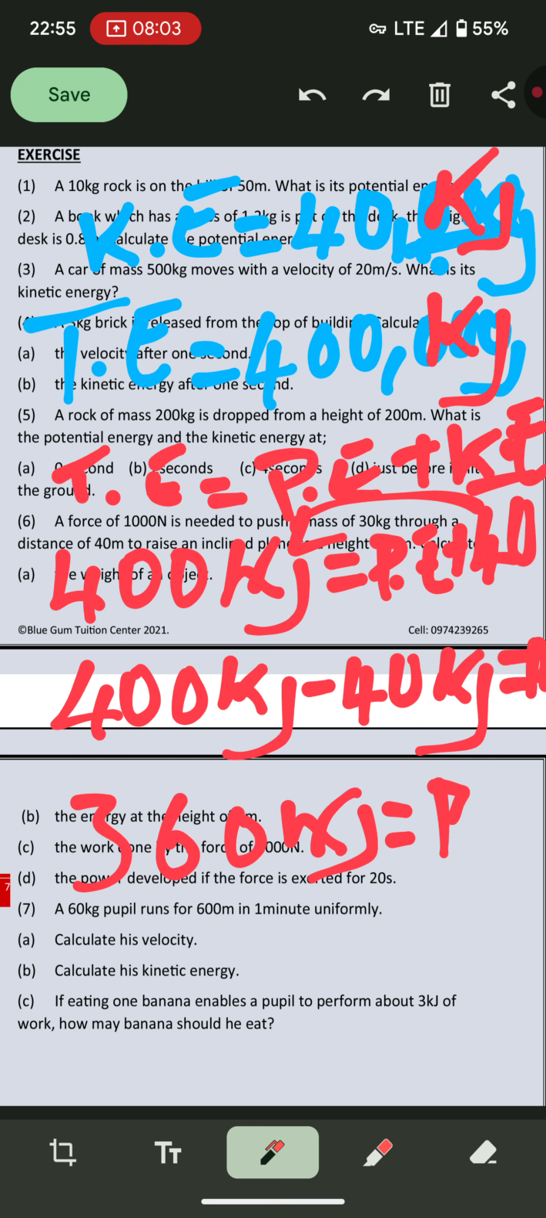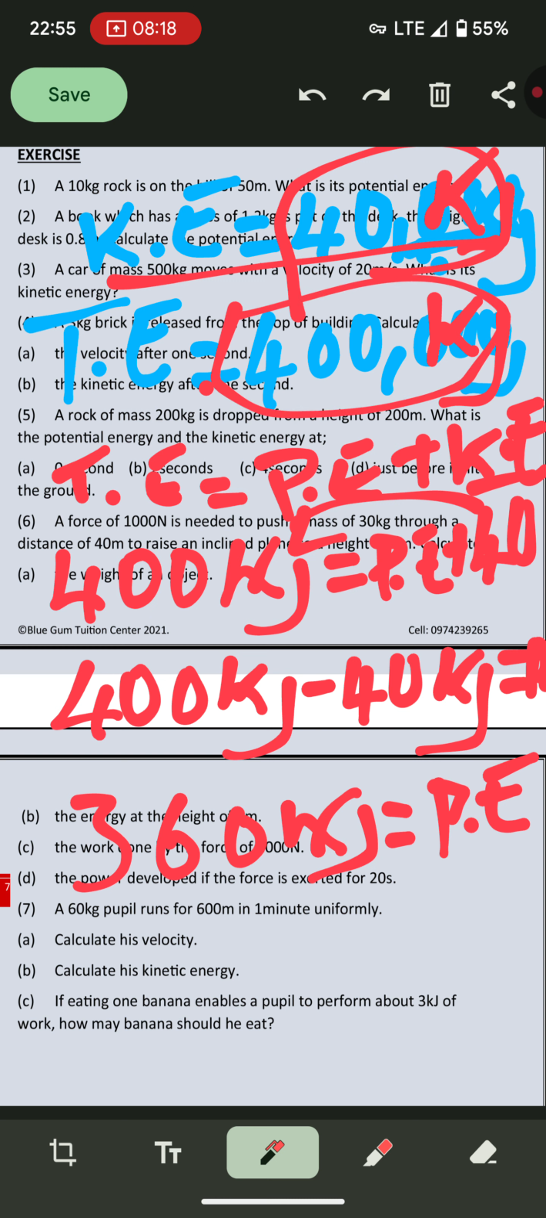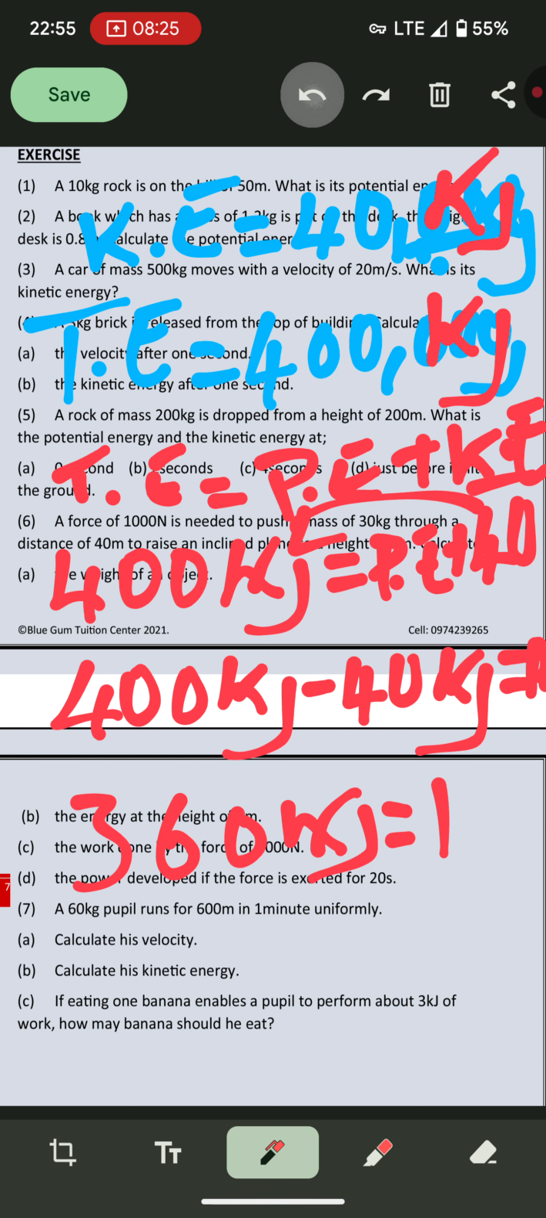So 400 minus 40 is 360 kilojoules. That's your potential energy. So what we have done is we have used the time to find the velocity. After finding the velocity, we have used the velocity to find the kinetic energy. Then after finding the kinetic energy, we have subtracted it from the total energy. The energy that remains is the potential energy. Okay, it means you are done. So this is how to solve on all the stages.